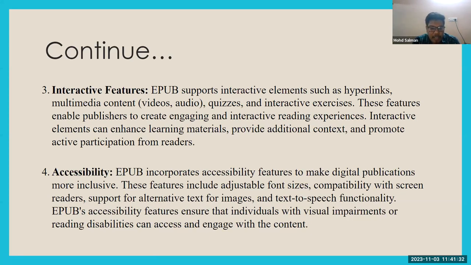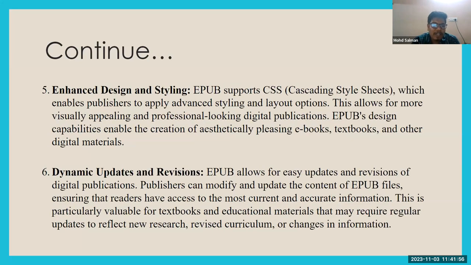Accessibility. EPUB incorporates accessibility features to make digital publications more inclusive. These features include adjustable font size, compatibility with screen readers, support for alternative text for images, and text-to-speech functionality, and many more things are coming in the accessibility features. The next point is enhanced design and styling.